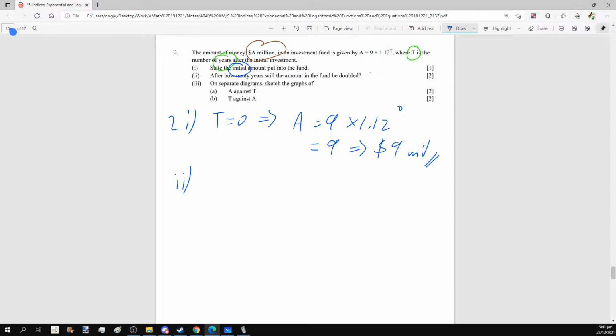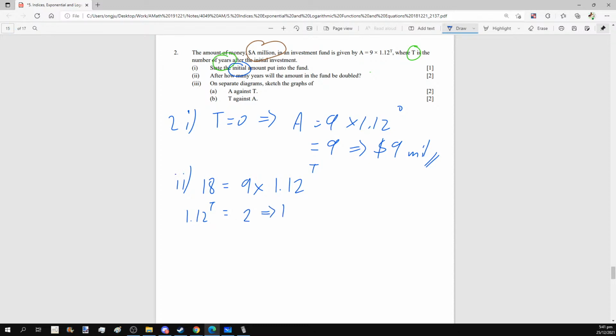Second part asks, after how many years will the amount in the fund be doubled? Now, doubling will simply mean that we now have $18 million. So capital A will be equal to 18. So we have 18 equals 9 times 1.12 whole thing to the power of t. Clearly, 1.12 to the power of t will be equal to 2.